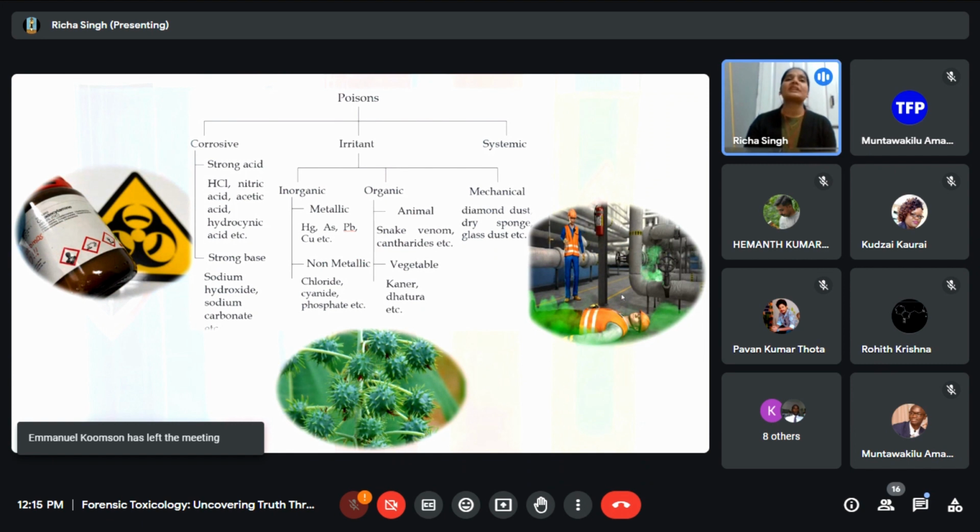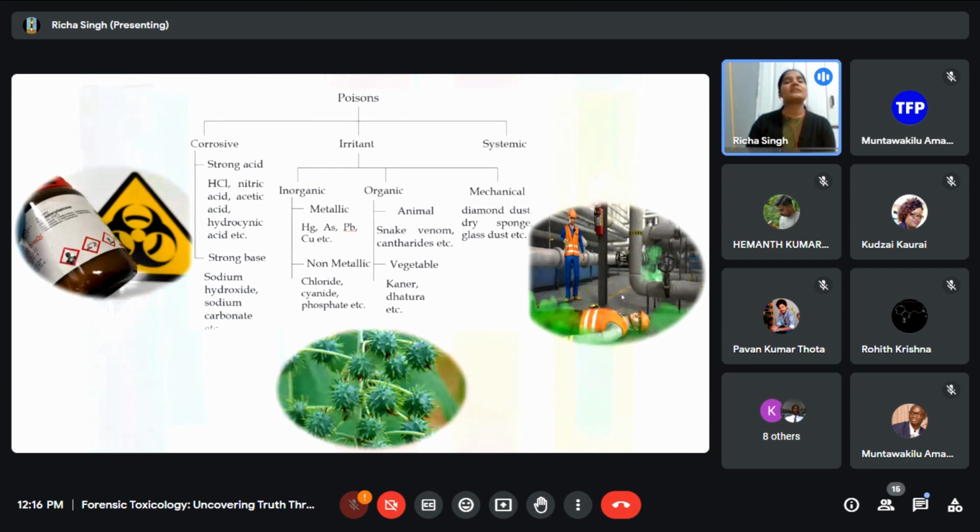Now, if we look at the broader classification of poison, there is no clear-cut distinction for how we can classify poison. Depending on what a person wants to classify it as, the poisons are classified. Here, the classification that I have presented is based on the mode of action of a poison. The basic three major classifications here are: first is corrosive, then we have irritant, and then we have systemic poison.